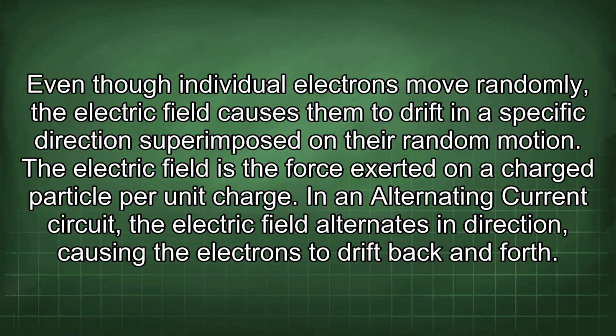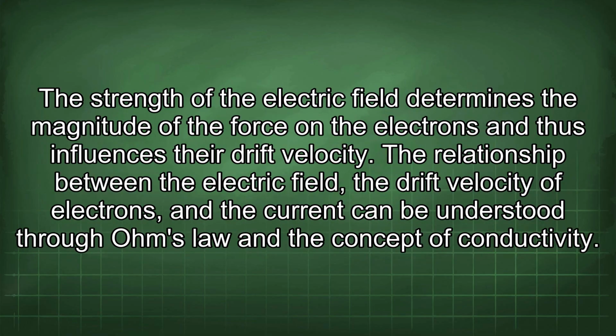The electric field is the force exerted on a charged particle per unit charge. In an alternating current circuit, the electric field alternates in direction, causing the electrons to drift back and forth. The strength of the electric field determines the magnitude of the force on the electrons and thus influences their drift velocity. The relationship between the electric field, the drift velocity of electrons, and the current can be understood through Ohm's law and the concept of conductivity.